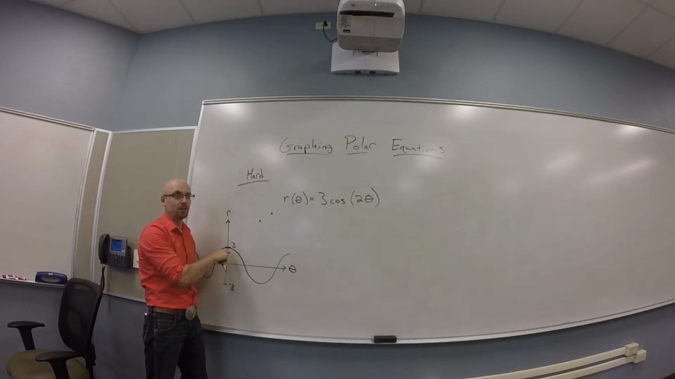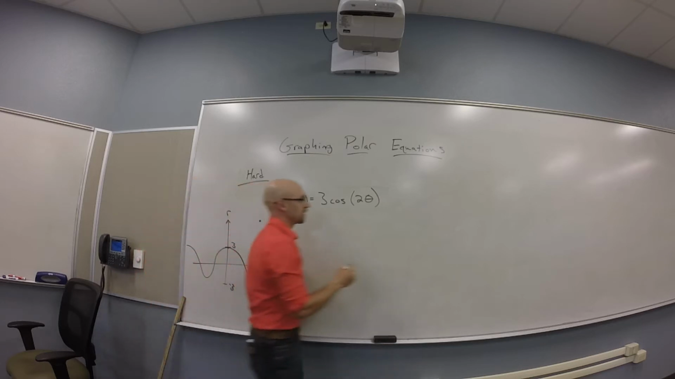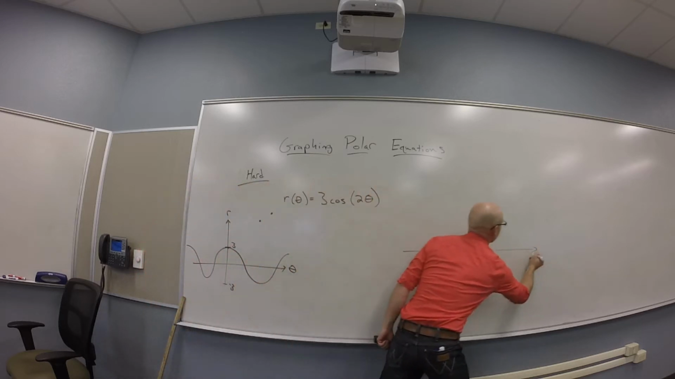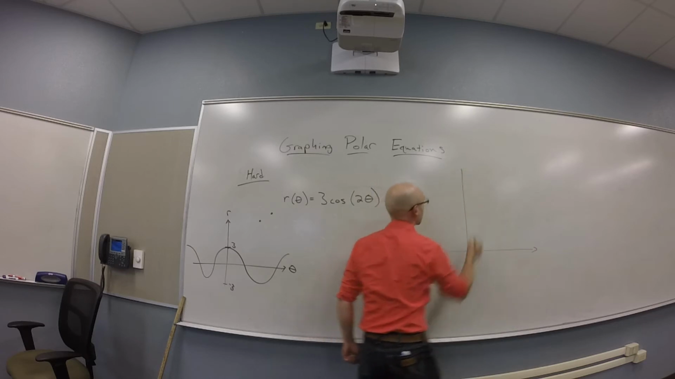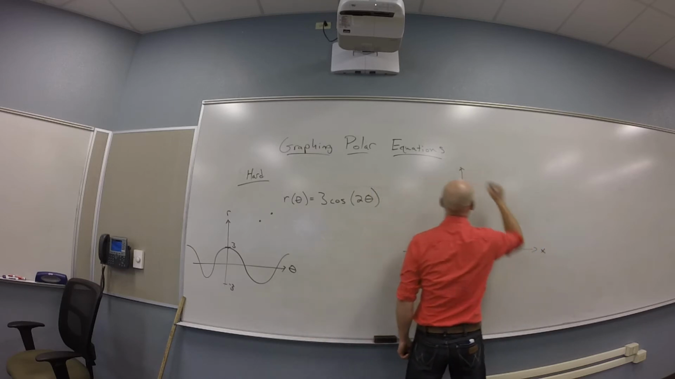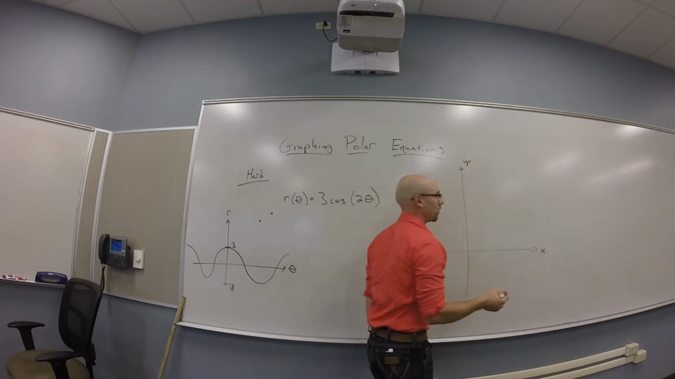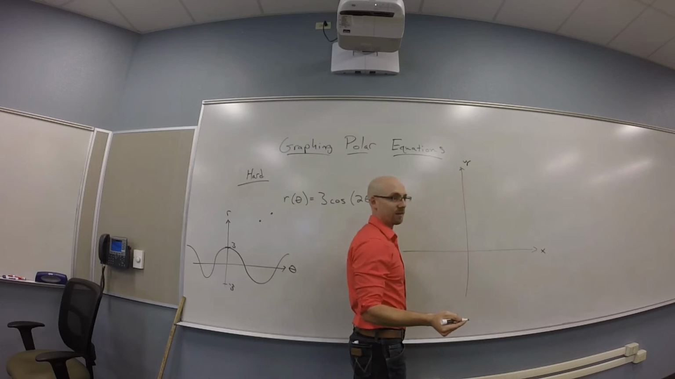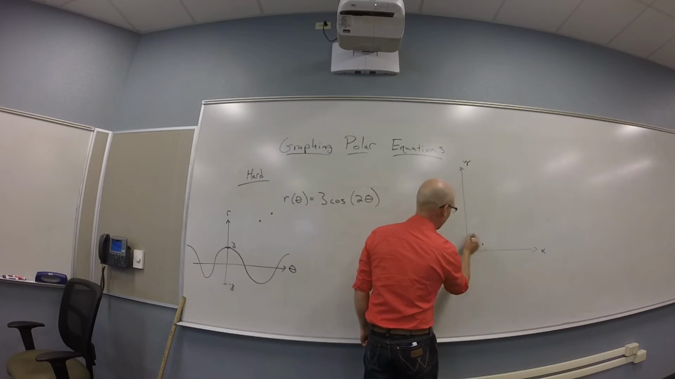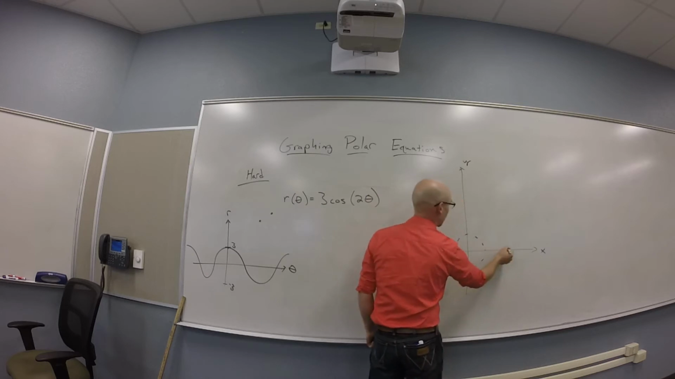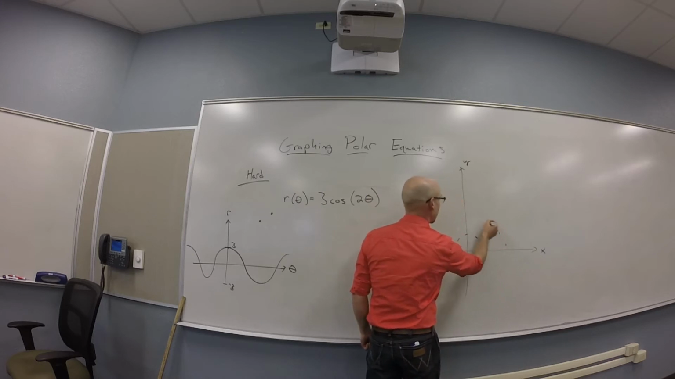You guys see that? So I know one thing about this, which is that my ultimate picture here in the xy plane is all going to live within the circle of radius 3. You guys see that? So if you get fancy polar graph paper, it'll look like this.